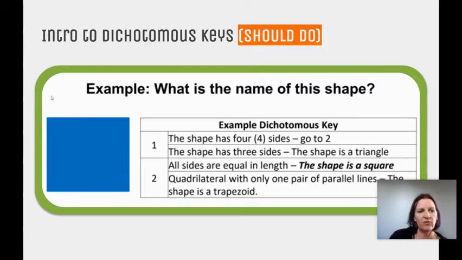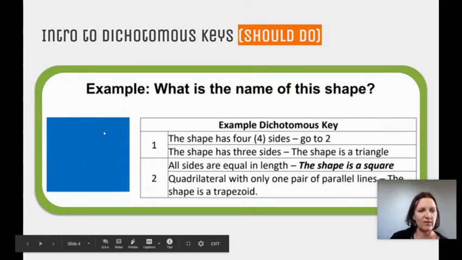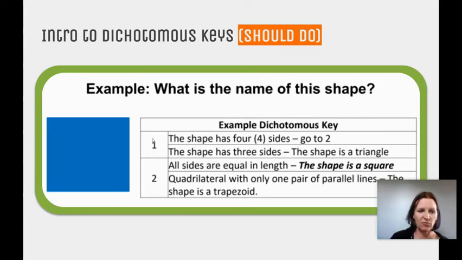So, if we just look at a very simple dichotomous key for identifying a shape, in this case, we're going to identify this blue shape right here. You're always going to start with your first choice. So my first set of choices is the shape has four sides. If I believe that, then I'm going to go to two. Or the shape has three sides. If that's what I think it has, then it's telling me the shape is a triangle.